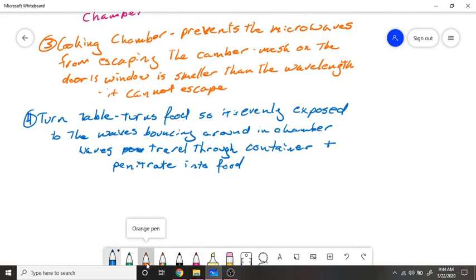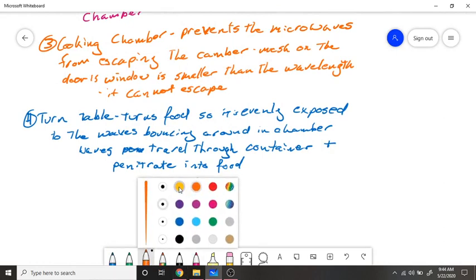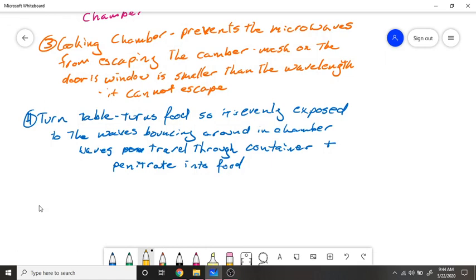And lastly, number 5. Microwaves produce heat within the food.